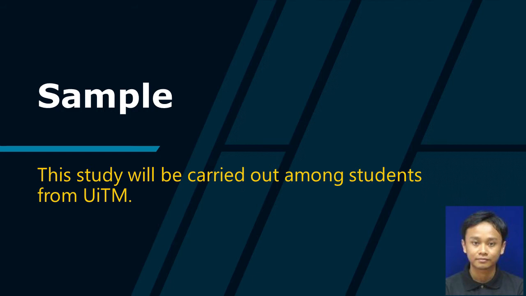So, in simple words, sampling is a process or technique of choosing a subgroup from a wide population to participate in this study. This study will be carried out among students from UiTM. The population was identified from this study. Taking a subset from the chosen sampling frame or entire population is called sampling. Sampling can be used to make inference about a population.